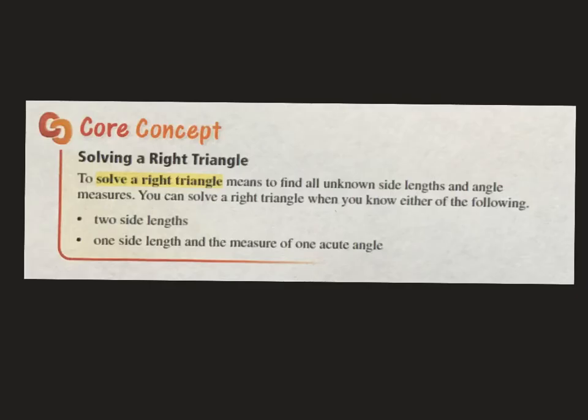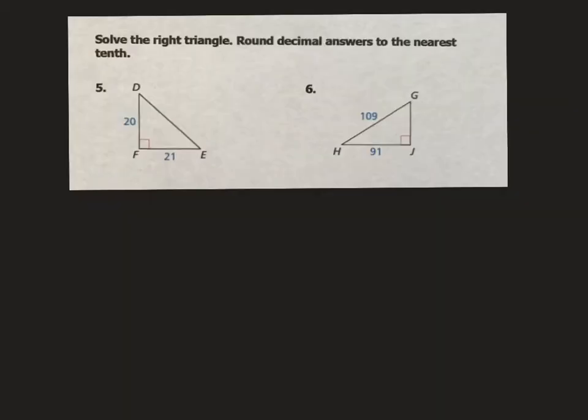So when you're asked to solve a right triangle, you're just finding anything unknown. Side lengths, angle measures, anything unknown. You can solve a right triangle when you have one of either of the following: 2 side lengths, or 1 side length and 1 acute angle measure. So as long as you have one of those 2 things, you can solve the triangle. So we're just solving our triangles in 5 and 6. We're going to round decimal answers to the nearest tenth, so 1 decimal place.